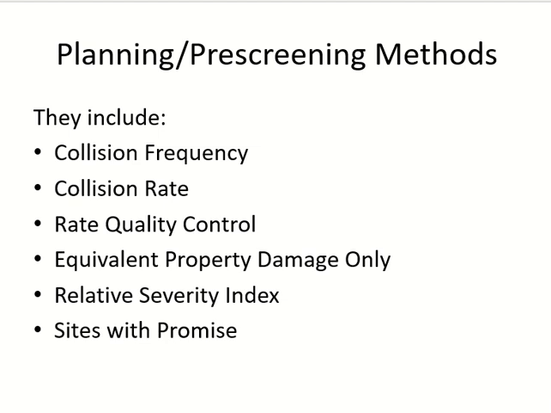Okay, so we have used collision frequency, which is per unit time, collision rate, which is per unit volume, rate quality control, which is comparing the rate with the normal value, equivalent property damage, where we consider the weight of different types of injuries, and relative severity index, where we consider the cost of different types of crashes. Now we talk about sites with promise.